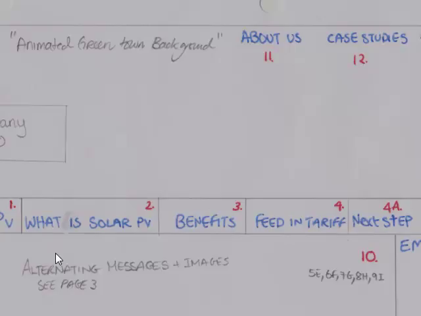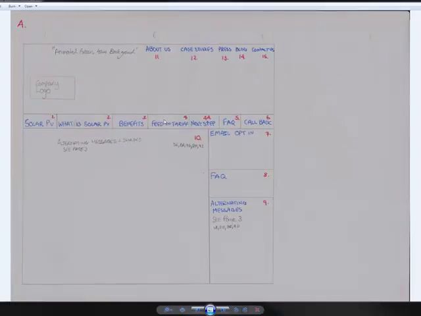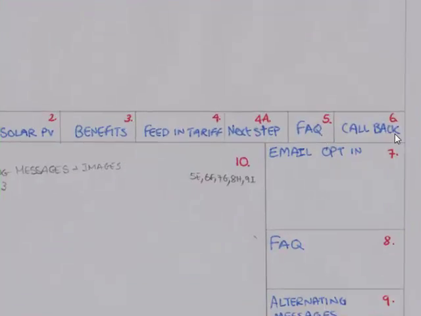You've also got what is Solar PV. That's going to be the second page, then the benefits page, the feed-in tariff page, next steps, FAQ, and a callback. This area here is going to be left for email opt-in. These three boxes, 7, 8, and 9, will be static throughout the website. That will always remain there.